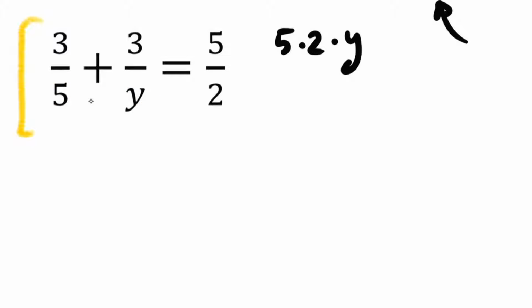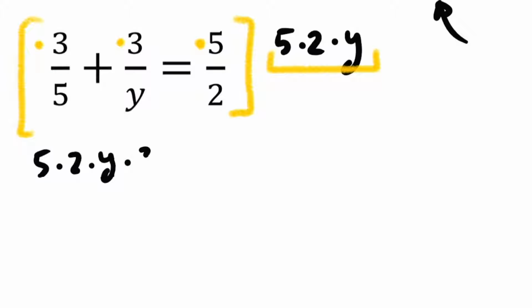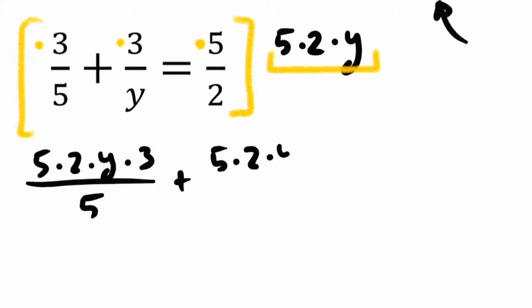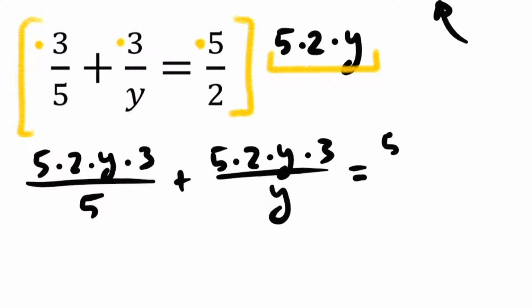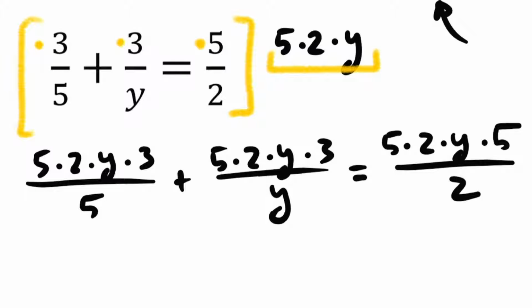Right? And the reason why it's kind of nice to write it like that is I don't have to do a lot of arithmetic. But let's be clear, what I'm going to do is I'm taking this right here and I'm going to multiply every single numerator by that value. Right? Every numerator is going to get a 5 times 2 times y. So this equation is going to become 5 times 2 times y times 3 all over 5 plus 5 times 2 times y times 3 over y equals 5 times 2 times y times 5 all over 2.